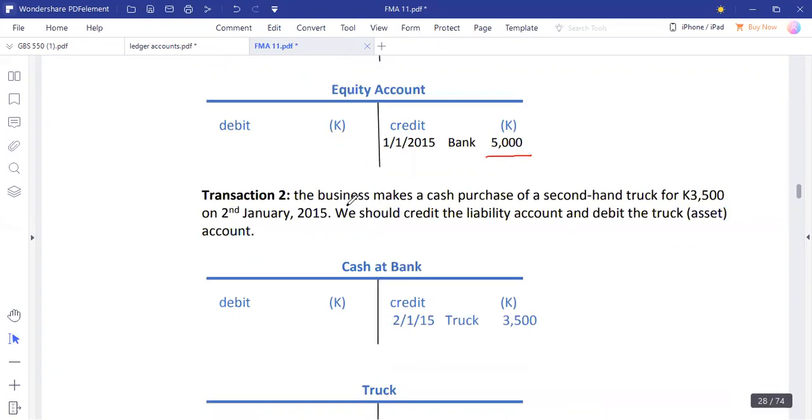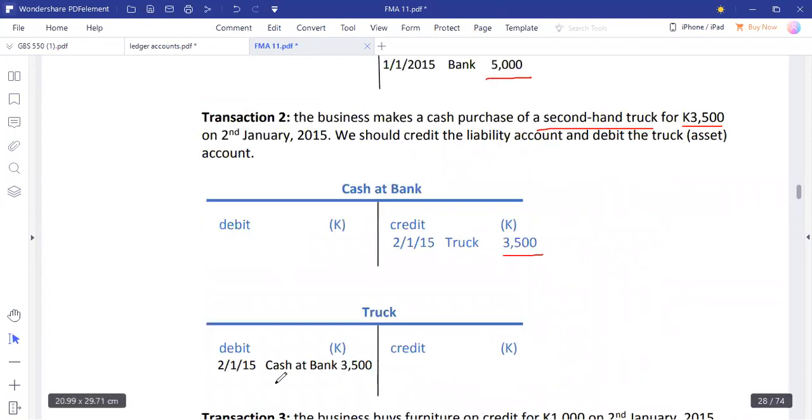Transaction number 2 stated that the business purchased a second-hand truck for 3,500 on 2nd January. So now, which account is giving out? The bank is withdrawing that 3,500. So we're going to credit. Remember I said credit the giver, debit the receiver. So which account is receiving the asset of the truck? So we're receiving this truck into the business. So 3,500, we're receiving the truck. So the transaction here, we're going to write cash at bank because that is a narration that is buying the truck.